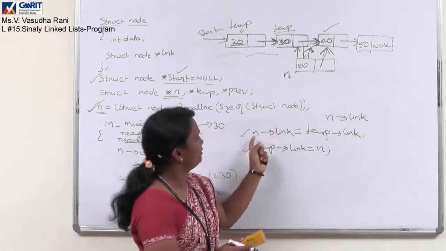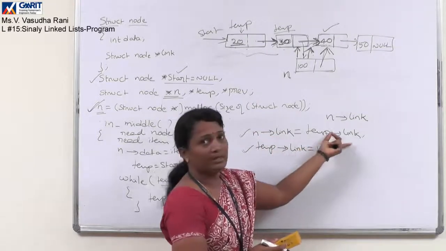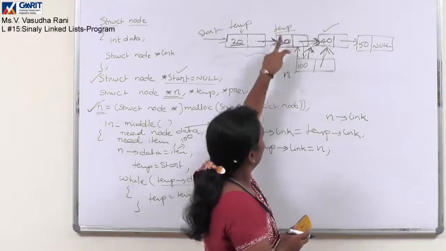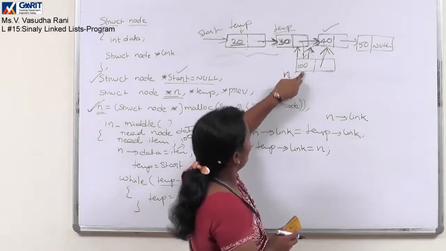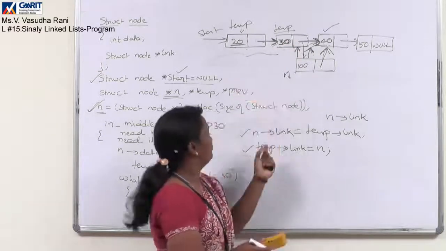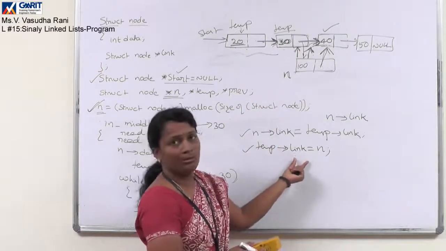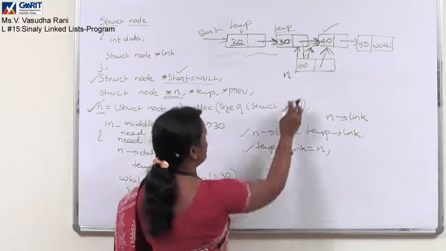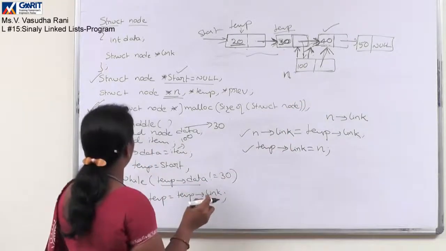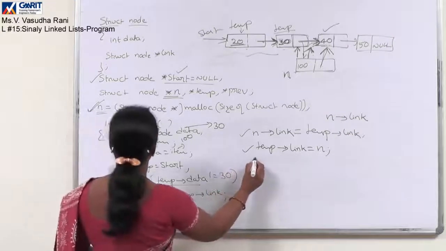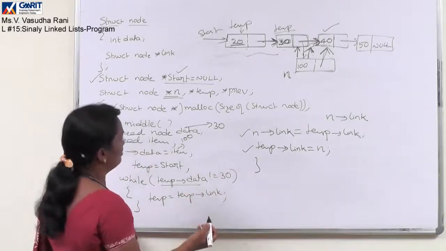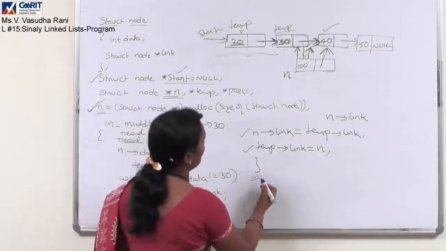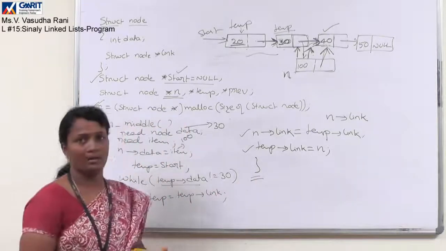That we could do with n link equal to temp's link. Then the address of this n node we can put into temp link. It is temp link equal to n. With these two instructions, we could insert the data here. So here we can close this. This is our insert middle.